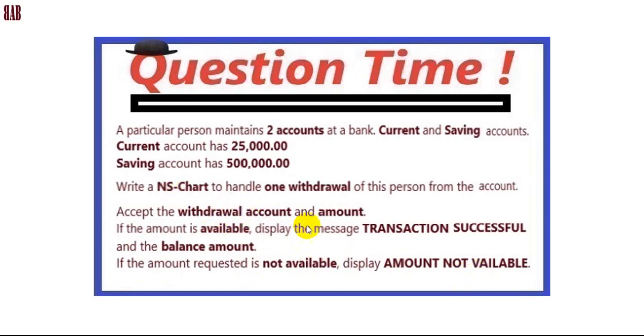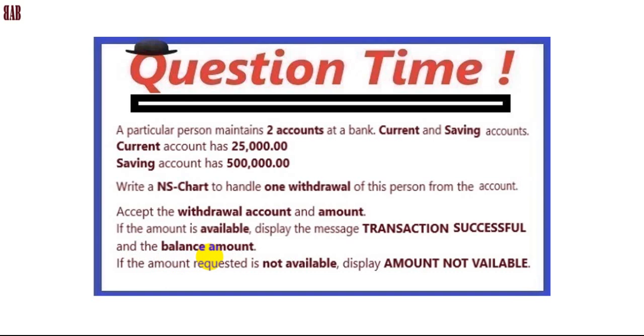But if the amount is available, display the message saying transaction successful, and also after withdrawing that amount, show the balance left in the bank, and then you stop. Just one request for a withdrawal, put the amount, and you come out and terminate. Just this one. In an actual life situation, the bank will not be like this. This is for us to understand how the NS chart works.